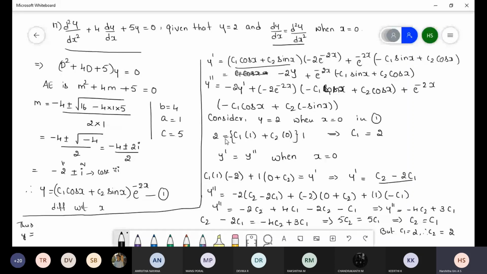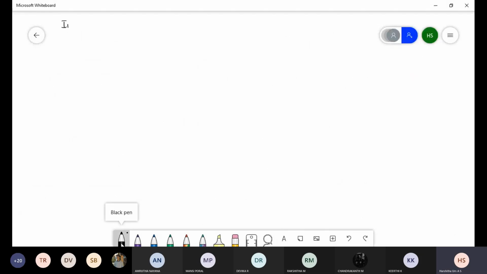Now thus y is equal to c1 value is 2, 2 cos x plus c2 value is also 2, 2 sin x whole into e power minus 2x.